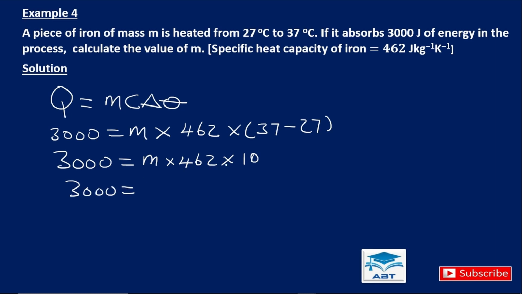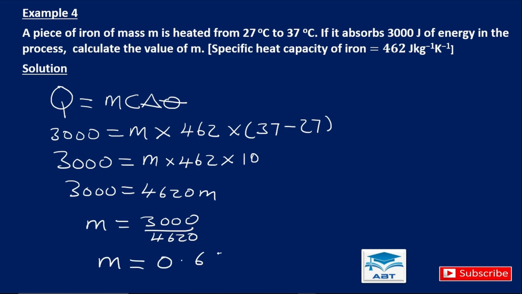And 462 times 10 is 4620. So we have 4620 M. So now we divide through by 4620. So the mass is 3000 divided by 4620, which is 0.65 kilograms to 2 decimal places.